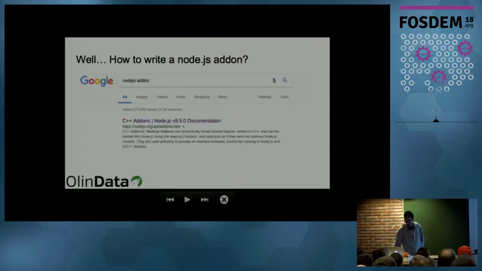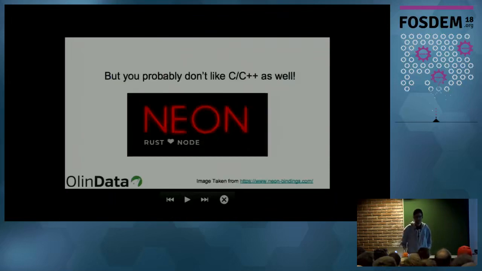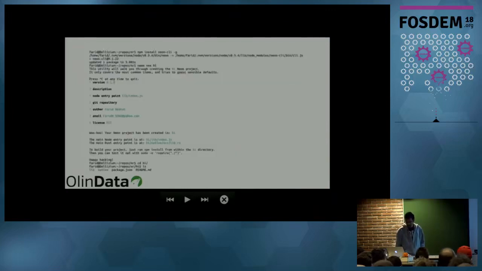All right, so how to write a Node.js add-on? Well, I searched it, and C++ shows up. Not a fan. And I hope you are not a fan of C++, because this is a Rust room. So I found Neon. Neon is a project to bring Rust and Node.js closer. Well, it helps you to write bindings. So it's quite easy to get started with.